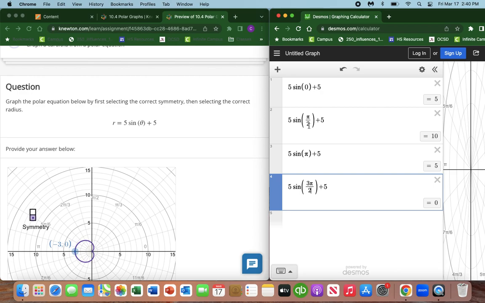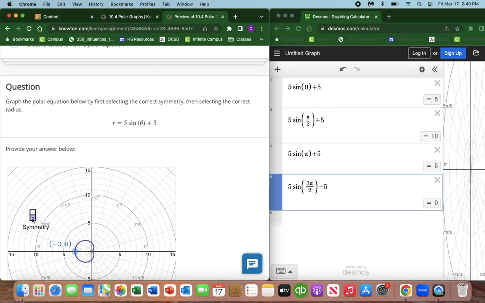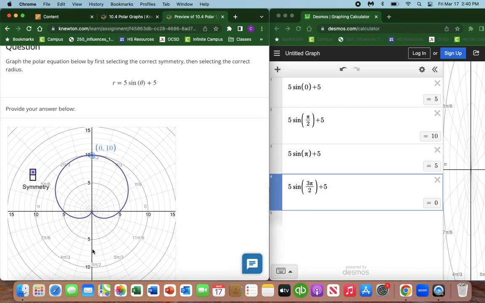So we'll go to this pi over 2 value and we'll graph this 10 for the radius. Pi over 2 is here. So I need to switch to the symmetry. And then I need to graph 10 for my radius. Make sure these others match up. I got 0 should be 5 for radius. So 0, 5. I should have 3 pi over 2, 0. So 3 pi over 2 is down here. 0. Yep, we got that for a radius, 0. And then also we've got pi, which should have a radius of 5. So that's my cardioid.